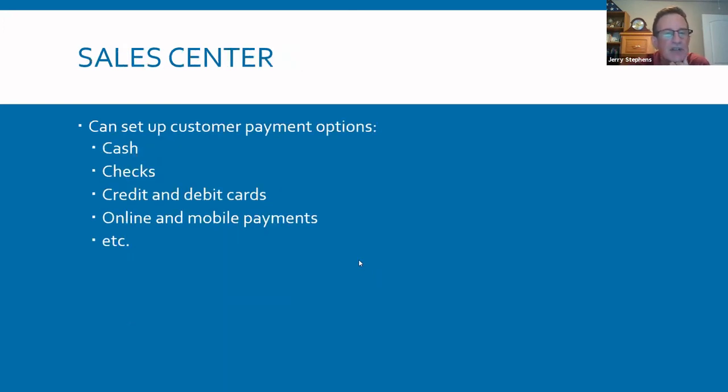On the sales center side of it, which is kind of the center of all things sales within QuickBooks that you can take a look at, you can set up your customer payment options. So if you want to be paid by cash, check, credit, debit cards, online payments, mobile payments, Apple Pay, etc., it can accommodate any or all of those. You could establish the way you want to be paid and set that as the limited selection for the client on how they're going to pay you.